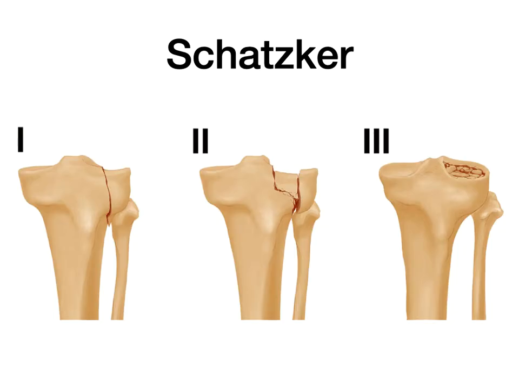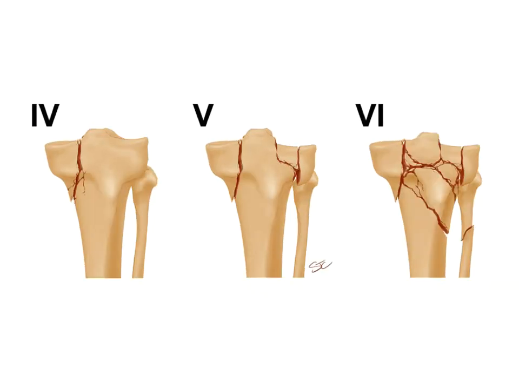We all know that Schatzker described it from type 1 to type 6, type 1 being the lateral condyle fracture, which is a split of the lateral tibial plateau. Type 2 is split with depression, type 3 is pure depression, type 4 is the medial condyle, type 5 is bicondylar fracture, and type 6 is one with diaphyseal extension.